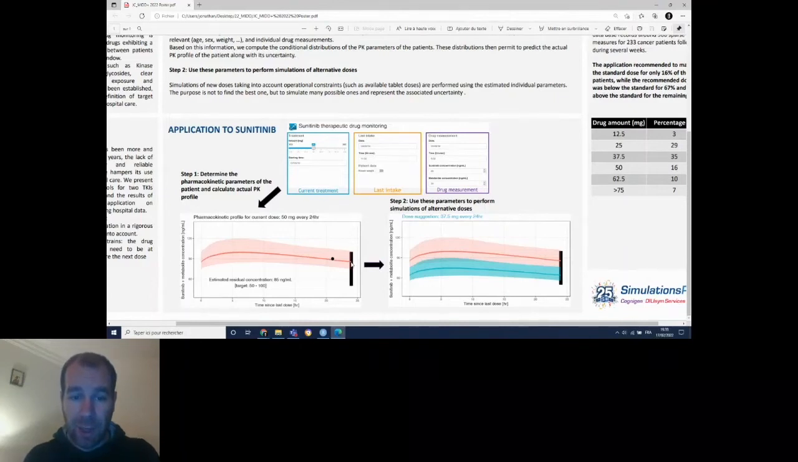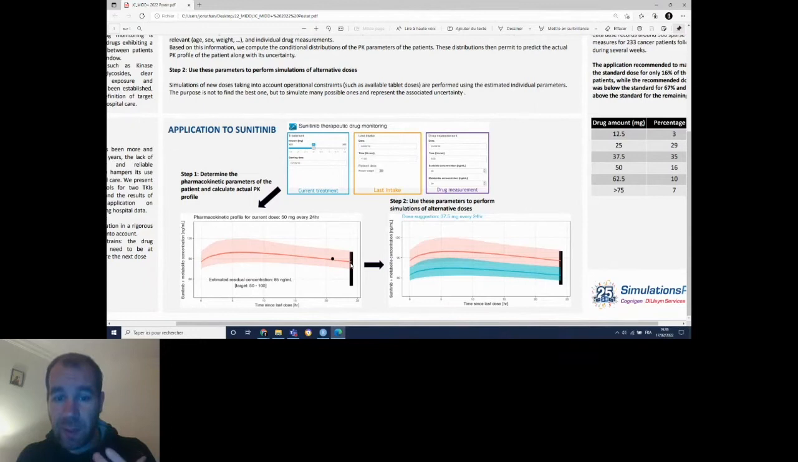And in addition to that, what is typically done in hospitals is to take the measurement at the trough concentration, which can be very difficult from an operational point of view, to be sure that you have the specific date. And with this kind of solution, with pharmacometrics and simulations, we're able to remove this constraint and take the drug measurement more or less whenever we need.